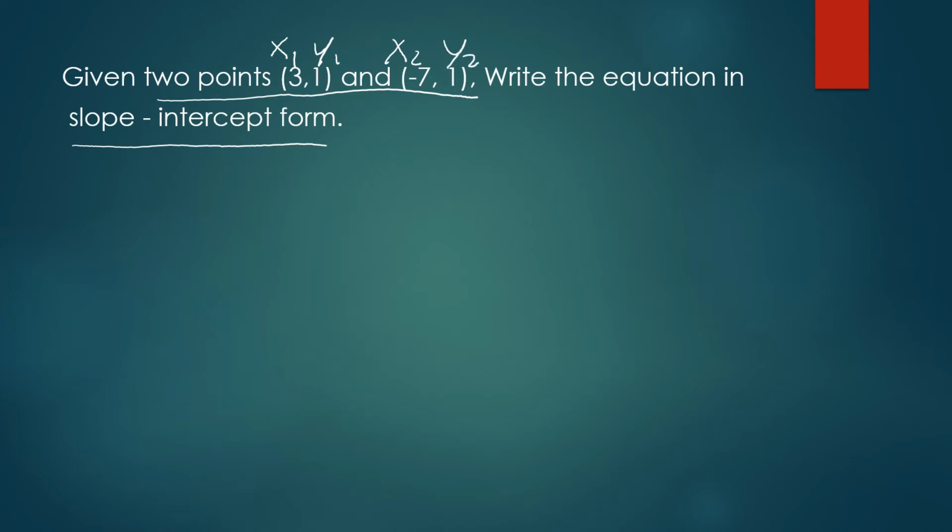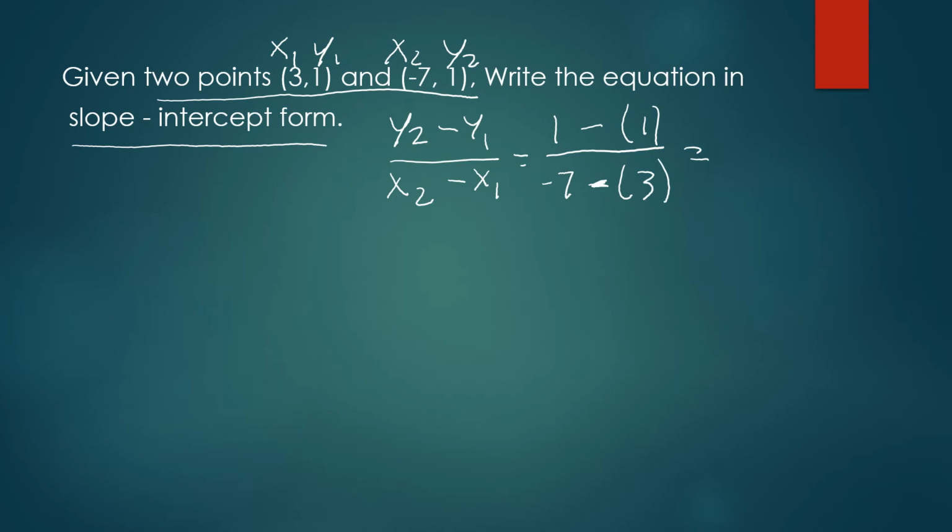I'm going to find my slope. This time I'm going to use the formula for slope. I'll substitute my points. So 1 minus 1, negative 7 minus 3. So 1 minus 1 gives me 0. Negative 7 minus 3 gives me negative 10. 0 divided by negative 10 gives me 0.